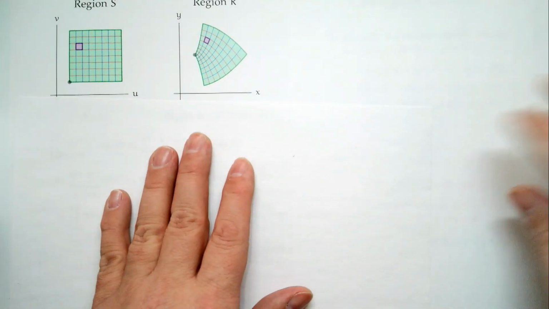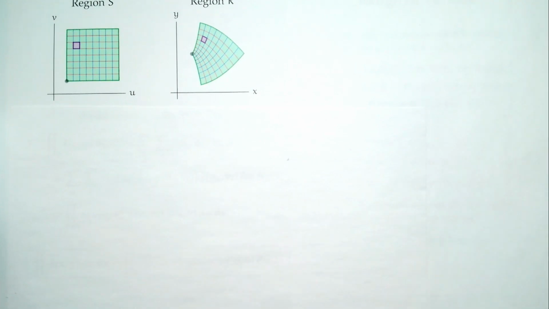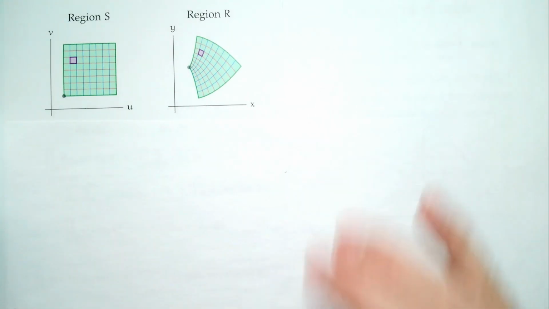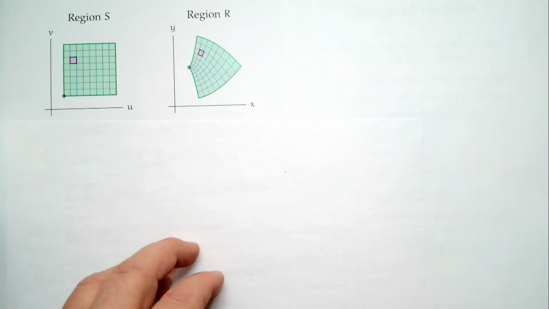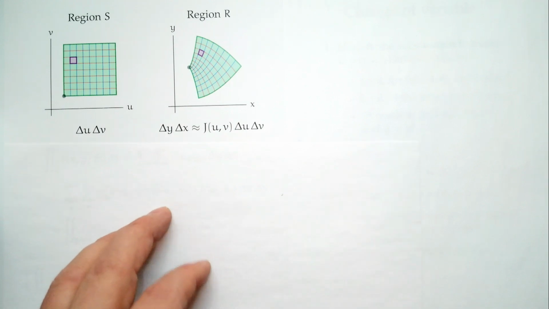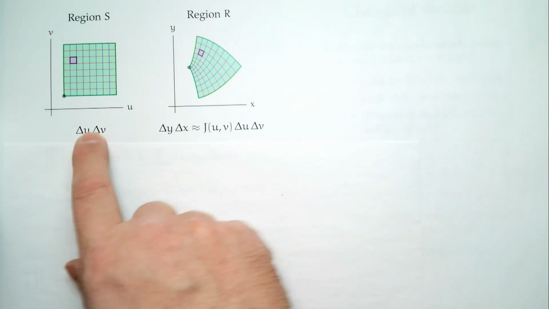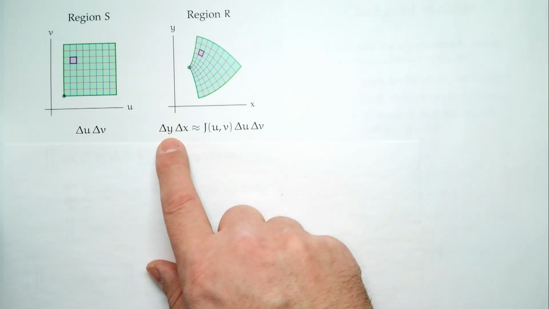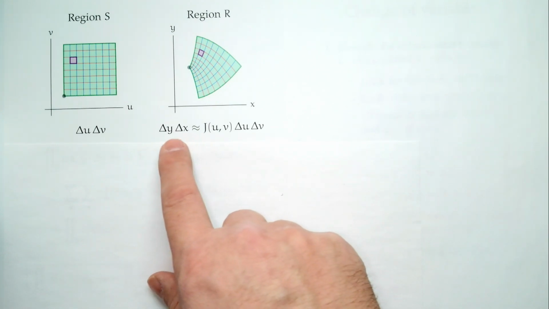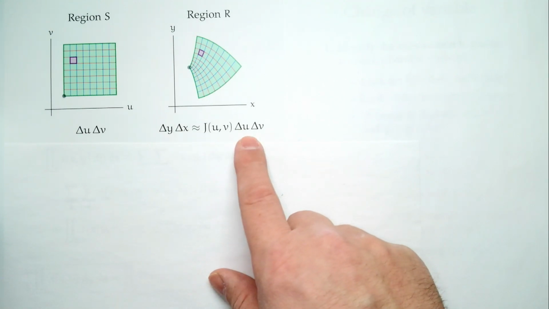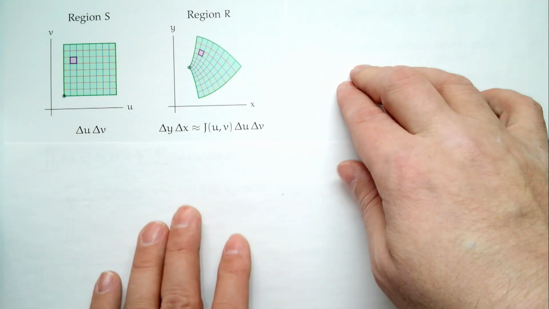All right, so this is going to take us a minute here to understand, but then we'll spend a little bit more time practicing. So I have my 2 regions, and what do I want to do? Well, I now know that on the left-hand side, a piece of my area looks like delta u, delta v. On the right-hand side, I look like a delta y, delta x. But what I know, because of the Jacobian, is that delta y, delta x is approximately that Jacobian times delta u, delta v.